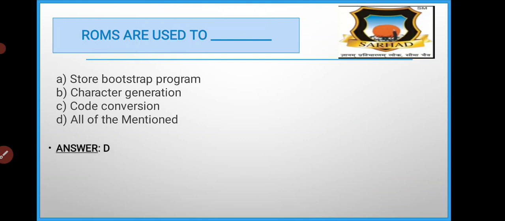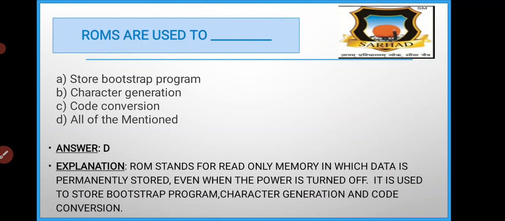So the correct answer is option D, that is all of the mentioned, because ROM stands for read only memory, in which data is permanently stored even when the power is turned off, and it is used to store the bootstrap program, character generation and code conversion also. So the ROM is one type of non-volatile memory. It stores the data permanently when the power is off, and it is used to store the bootstrap, character generation, code conversion, all of these. That's why all of the mentioned above is correct. Option D is correct.